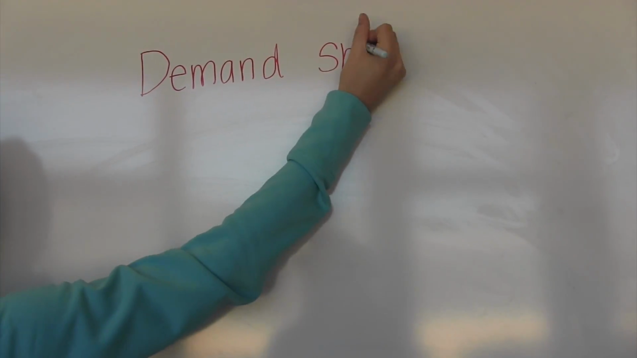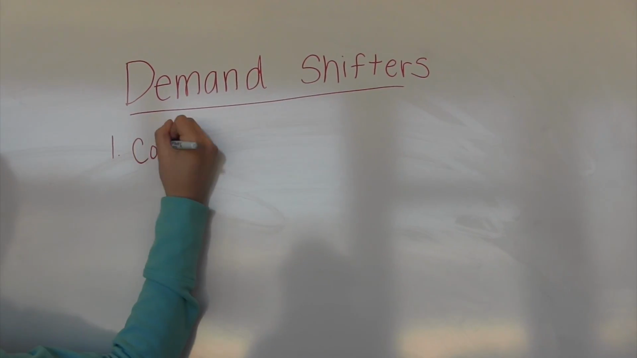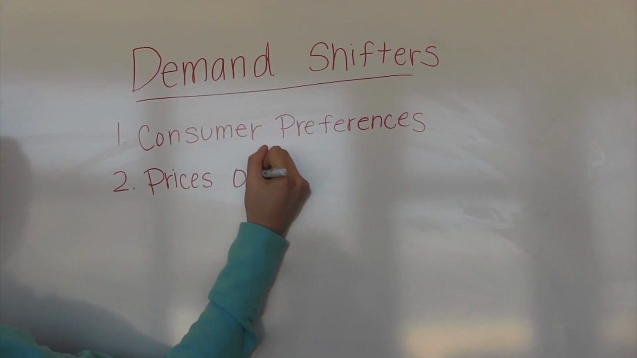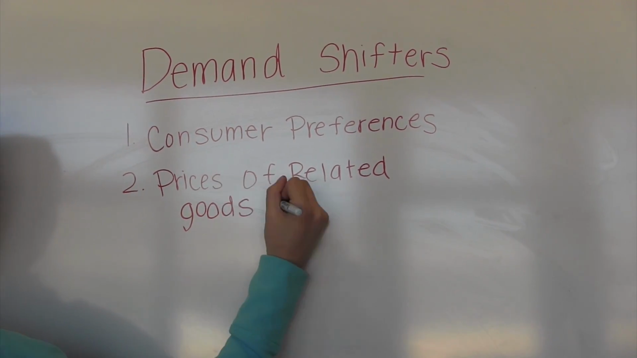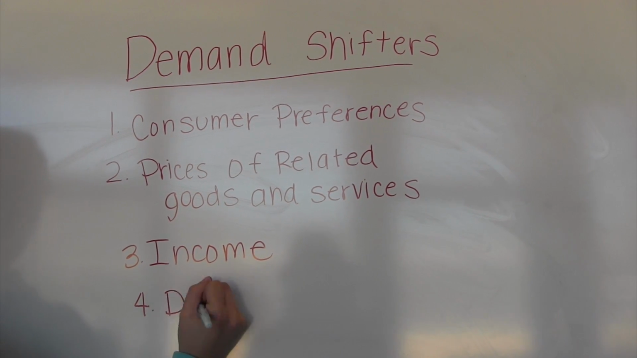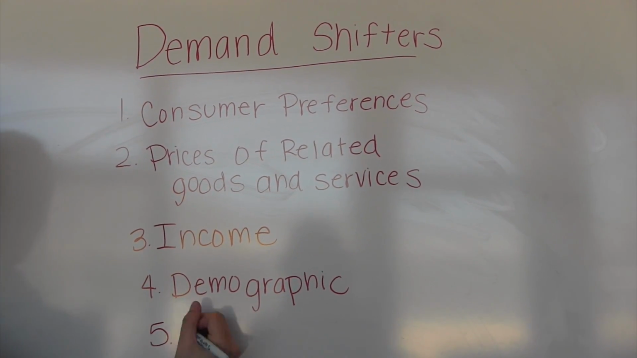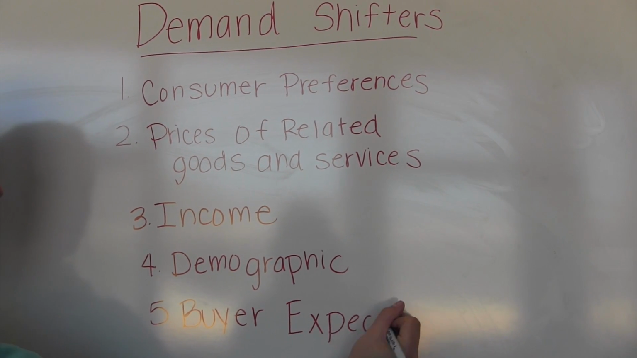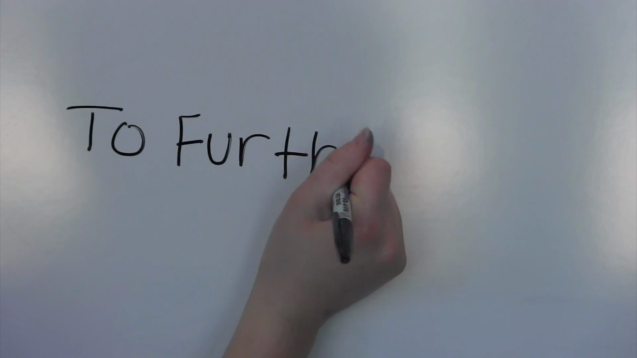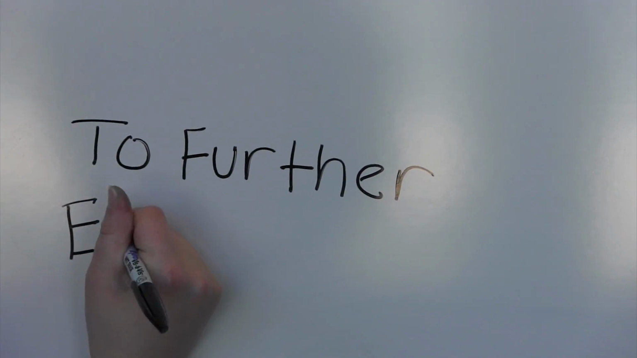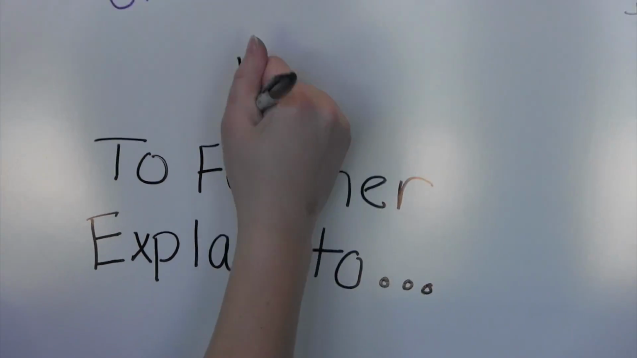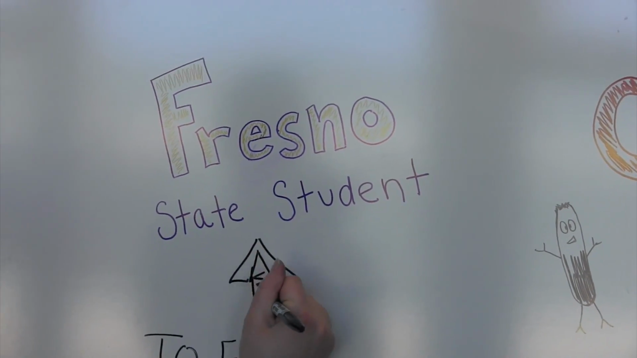Now, let's talk about demand shifters, which are variables that shift the entire demand curve so the quantity demanded of a good or service is different at a given price. There are 5 shifters: preferences, price of related goods and services, income, demographic characteristics, and buyer expectations. Now we will give a visual as well as an explanation on each of these shifters to further explain them so even your average everyday Fresno State student can understand them.